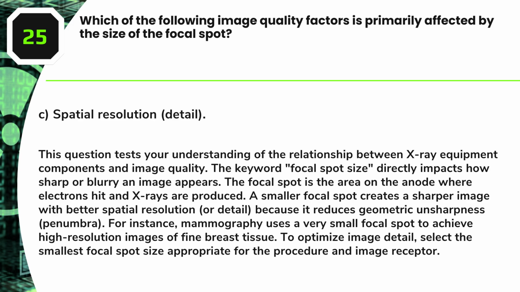This question tests your understanding of the relationship between X-ray equipment components and image quality. The keyword focal spot size directly impacts how sharp or blurry an image appears. The focal spot is the area on the anode where electrons hit and X-rays are produced. A smaller focal spot creates a sharper image with better spatial resolution, or detail, because it reduces geometric unsharpness, penumbra. For instance, mammography uses a very small focal spot to achieve high-resolution images of fine breast tissue. To optimize image detail, select the smallest focal spot size appropriate for the procedure and image receptor.